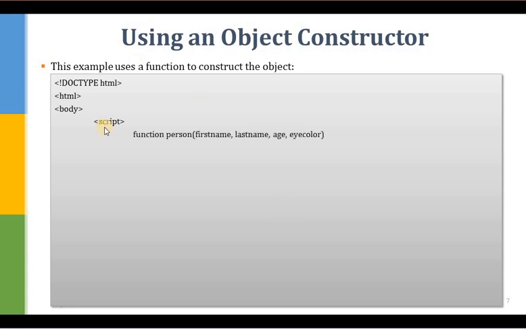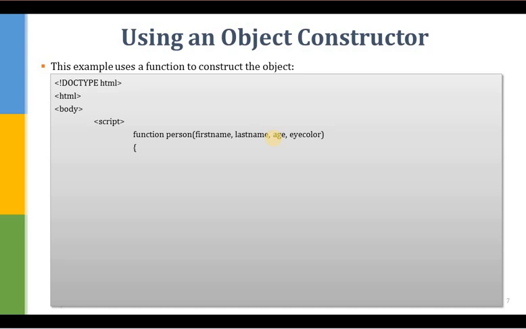So in the script tag, first you have to define one function. Now over here, this function name is actually an object name. For example, over here the name of the function is person. That is actually our object name. Okay, and within parentheses, you just need to pass the arguments that you need whenever you define a particular object.